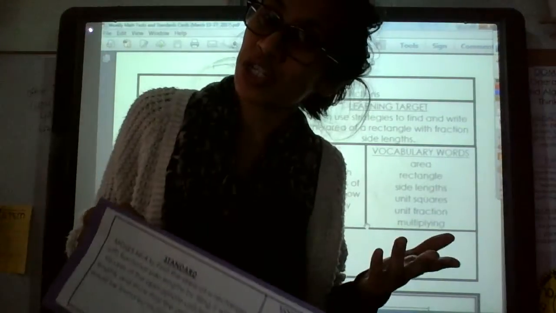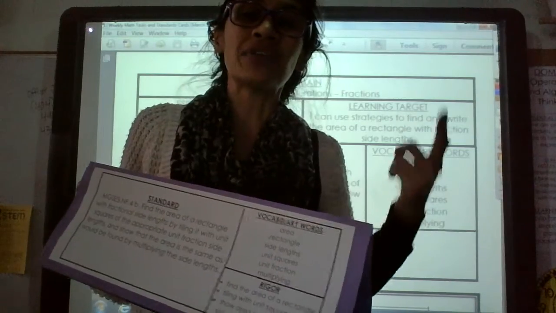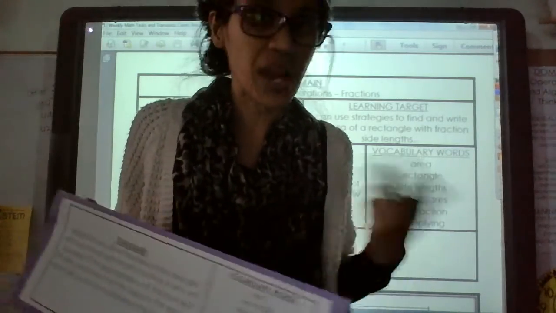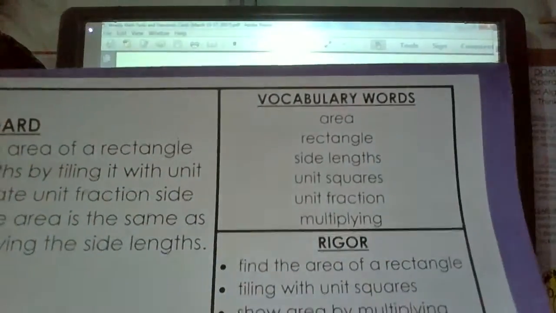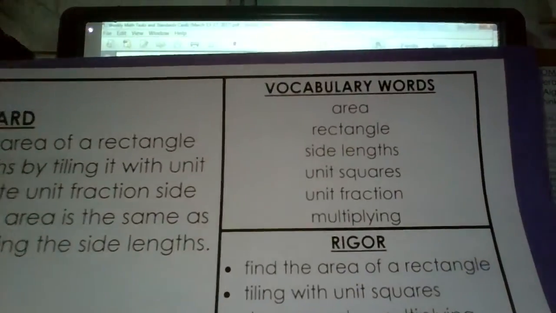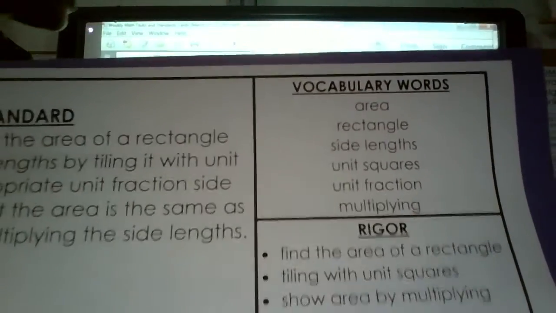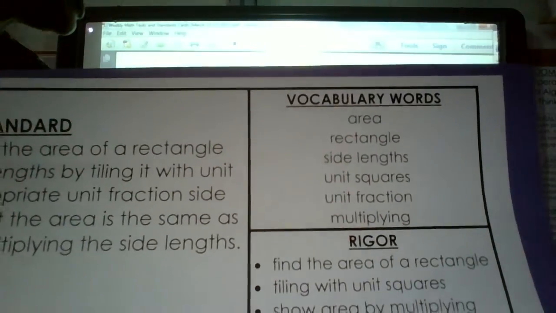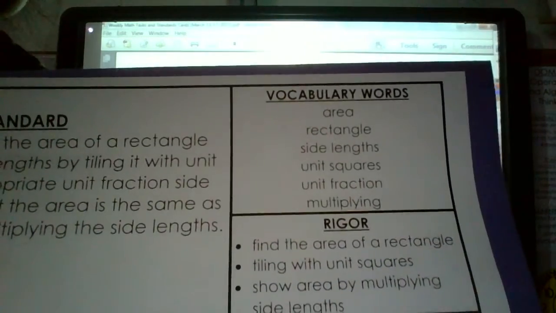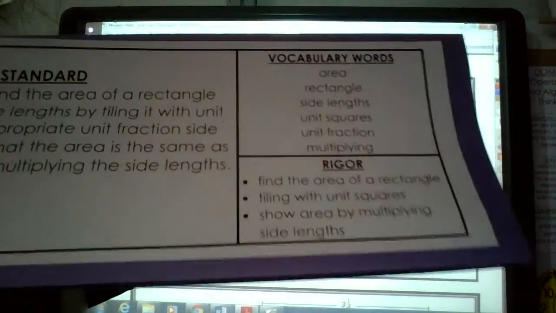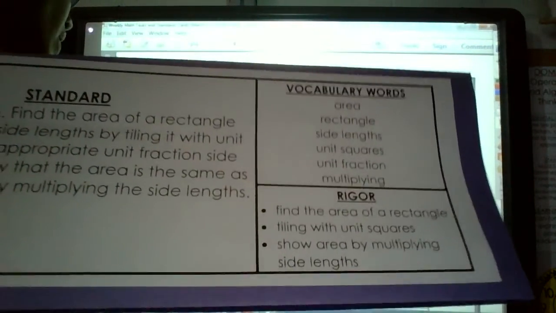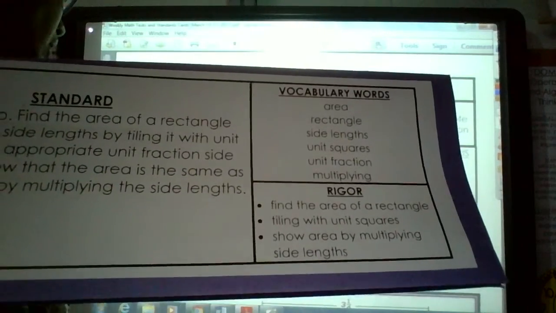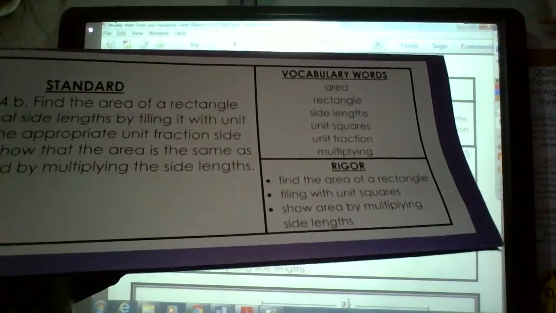Now, remember, what are you writing in your journal? Go ahead and write the learning target, but you can write all these other important things too. So if you want to write the vocabulary, there it is right there: area, rectangle, side lengths, unit squares, unit fraction, multiplying. And our rigor, our challenge for this task is to find the area of a rectangle, tiling with unit squares, and show area by multiplying side lengths.